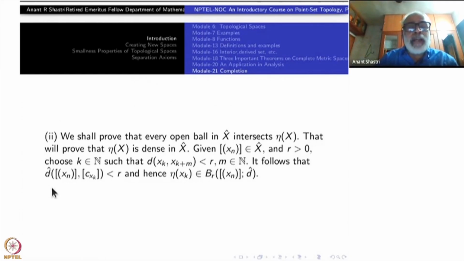Now it follows that once you have chosen this one, look at the constant sequence xk. That sequence has distance less than r from the class of xn in d hat. So that is why this eta of xk now belongs to this open ball.